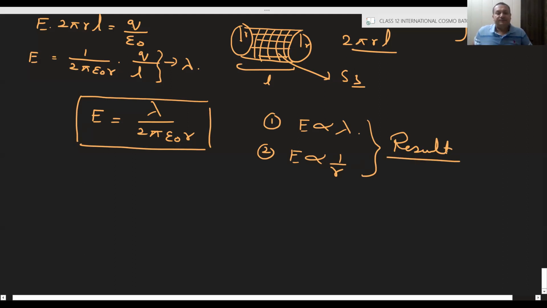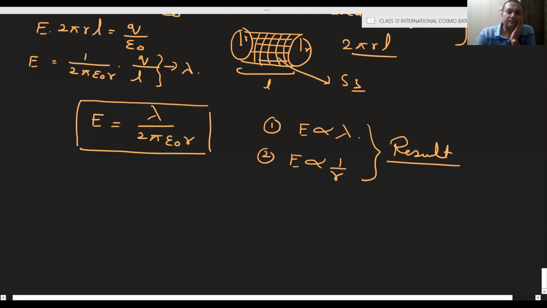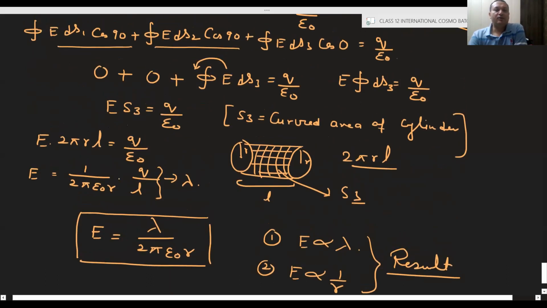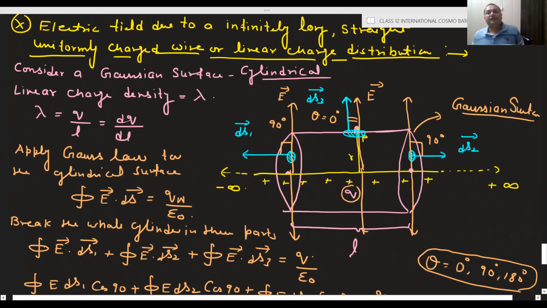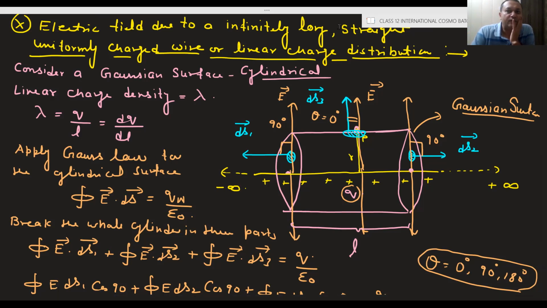So here is the whole discussion. That's how you can do it. And this is the whole discussion. That's how you can find out electric field due to infinitely long straight uniformly charged wire or linear charge distribution. Now I am doing it again on the copy, and you will write down in the same way, so that you can understand it and you can write it.